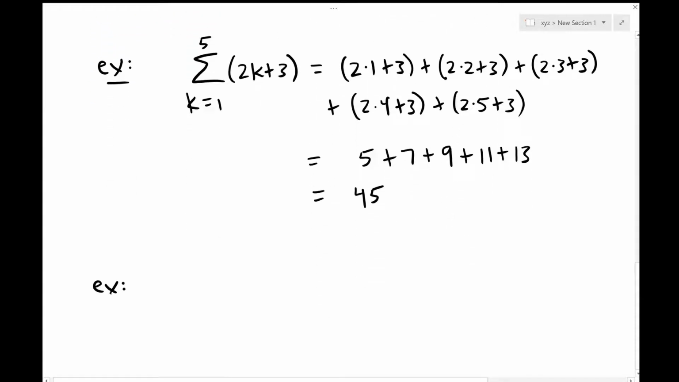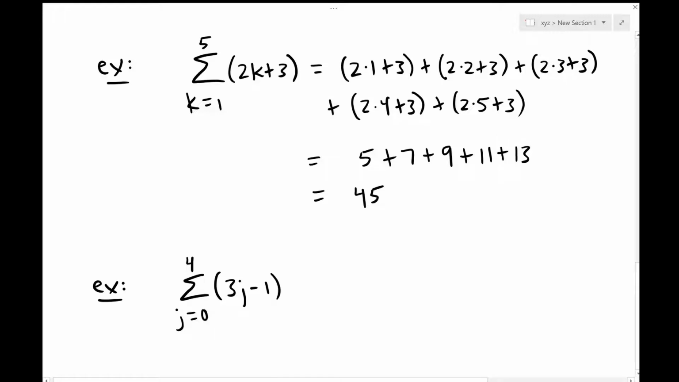Another difference that we have for series, as opposed to sequences, is that with sequences, we generally start by plugging in the number 1 for the variable. But with series, we may start with a different number. As an example of what I'm talking about here, suppose we had the sum as j goes from 0 to 4 of 3j minus 1.